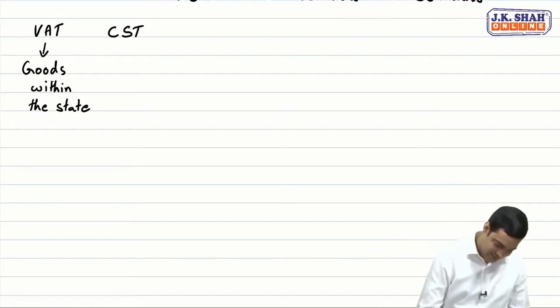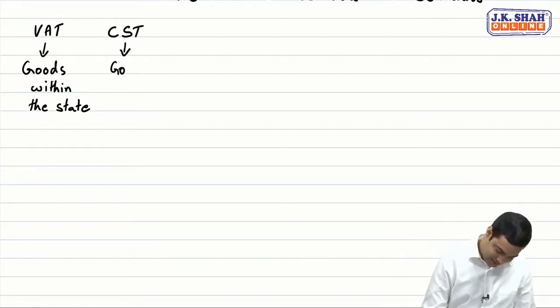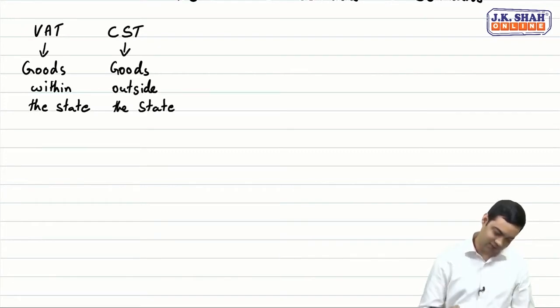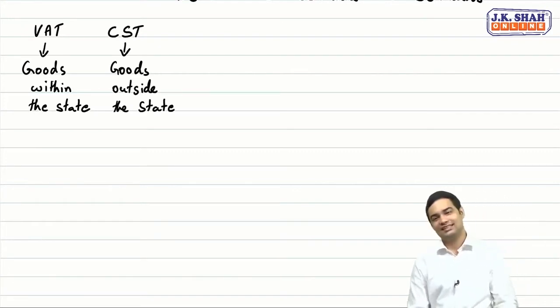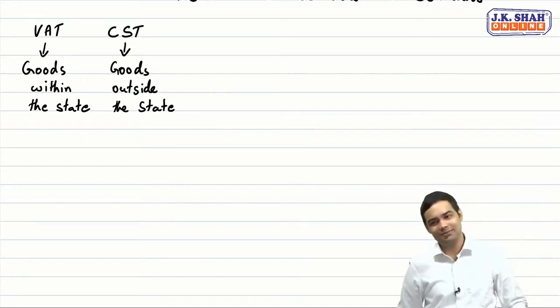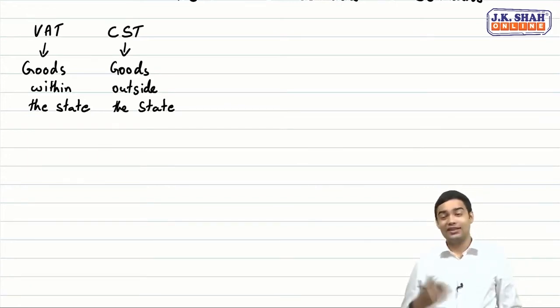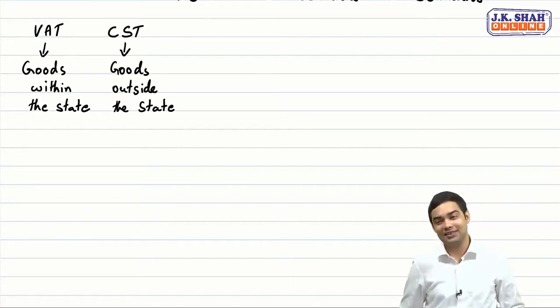Now, he was a bit confused, so I just mentioned both the things again to him. Goods purchased within the state will be subject to VAT. Goods purchased outside the state would be subject to CST. The shopkeeper charged him CST in this particular instance. Now, when the shopkeeper charged him CST, he was again a bit reluctant because how can there be a difference from one state to another?